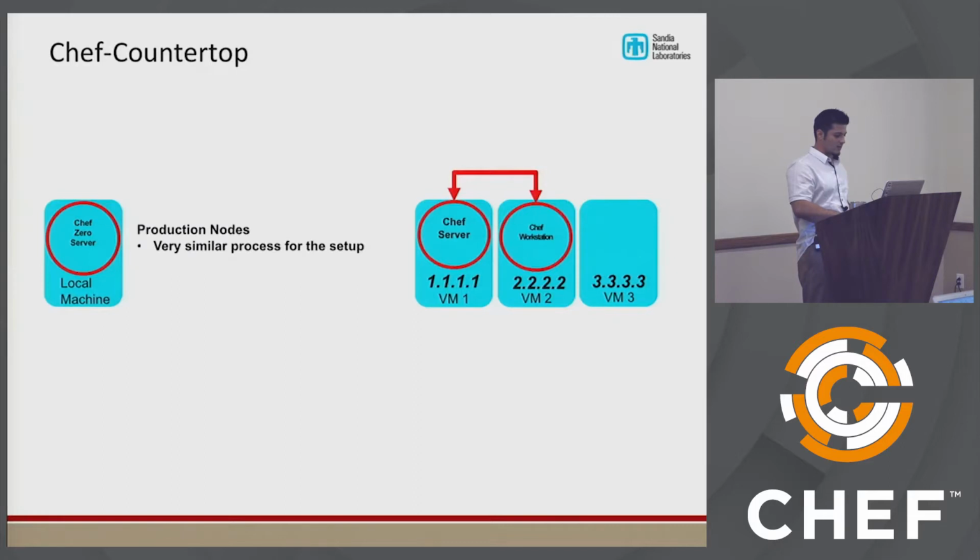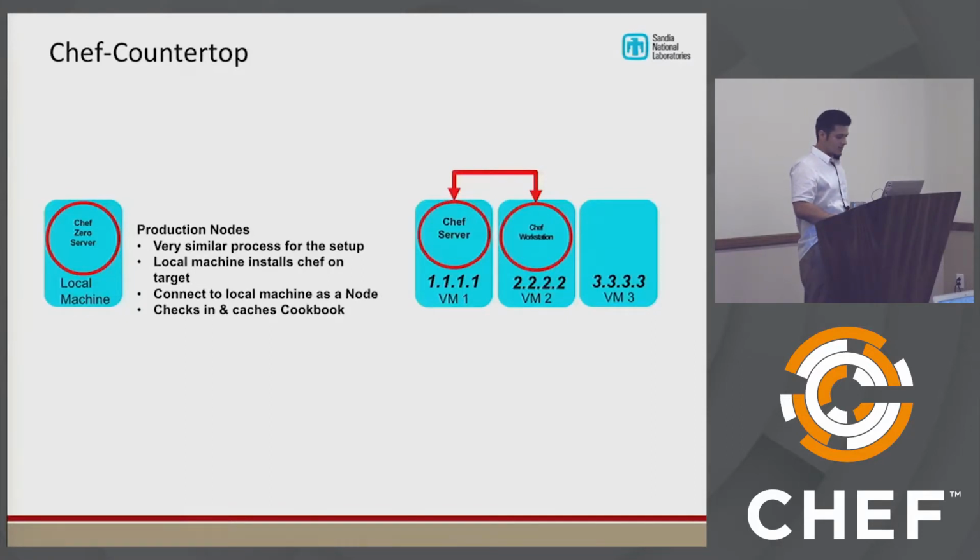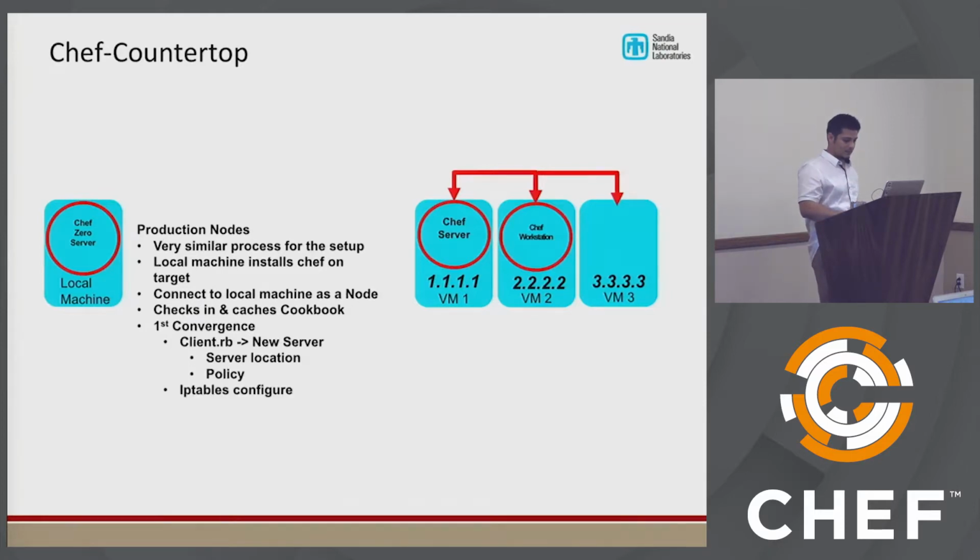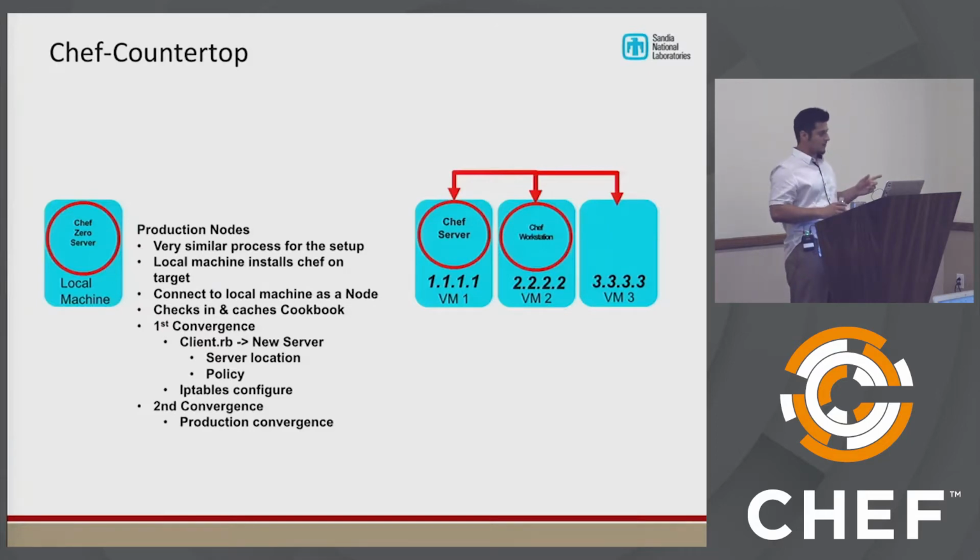Production nodes. So production nodes is exactly the same process, just a little bit of a tweak. There's actually 2 different convergences that occur on the nodes. First, it checks in and caches cookbooks from your 0 instance, just like before. On the first convergence, it'll set up itself as a node. The second convergence is a little bit different though. The second convergence is an actual production convergence. So whatever its role was supposed to be, it'll also do that as well.